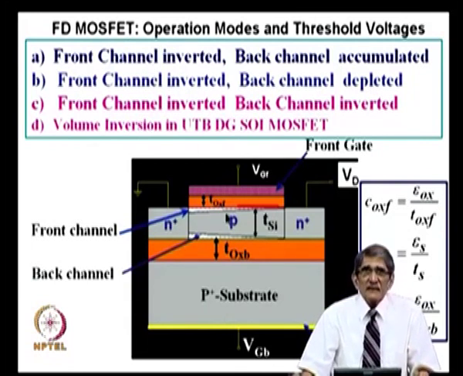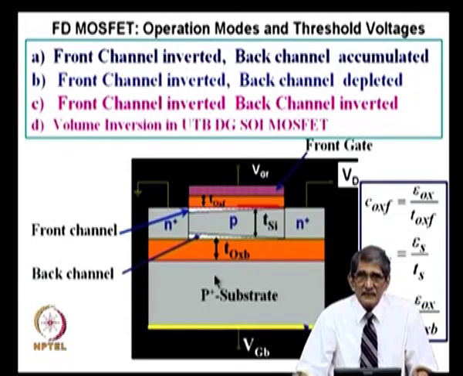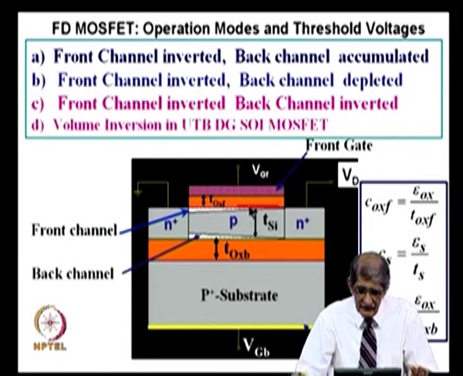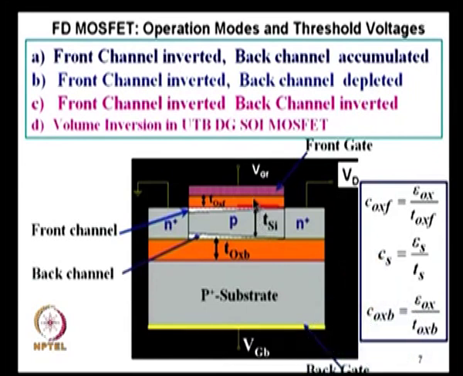So, this is again the diagram of the SOI MOSFET. Notice I have shown this back oxide, T oxide B, thicker compared to the T oxide F, not the symmetrical case, where they will be equal. And this is the T silicon, T S we call it in the notation, and this is the T oxide F, source, drain. We are now talking of fully depleted MOSFET, no more partially depleted.